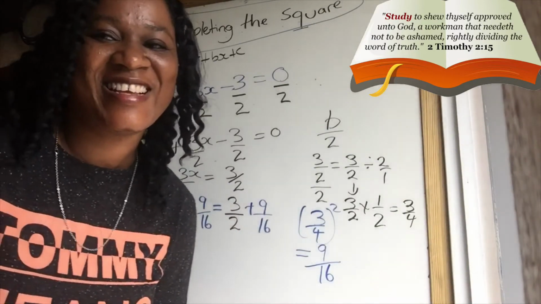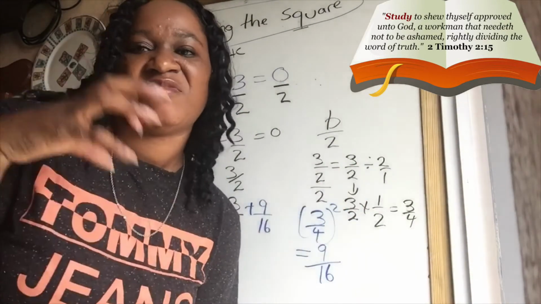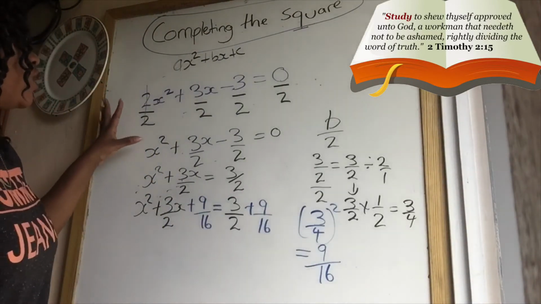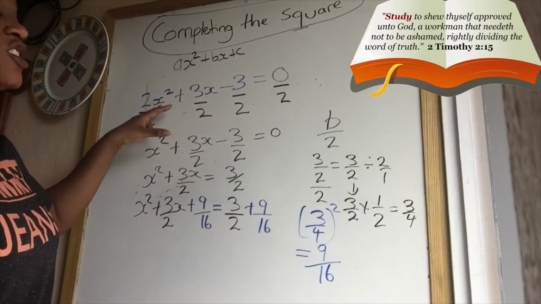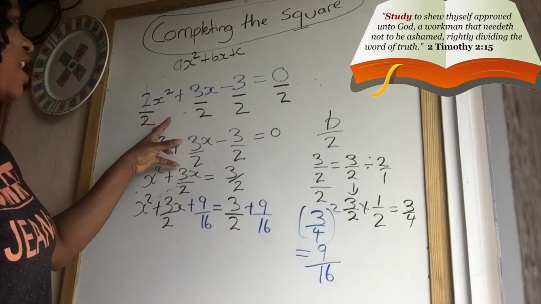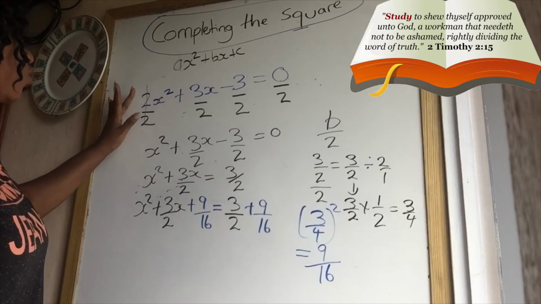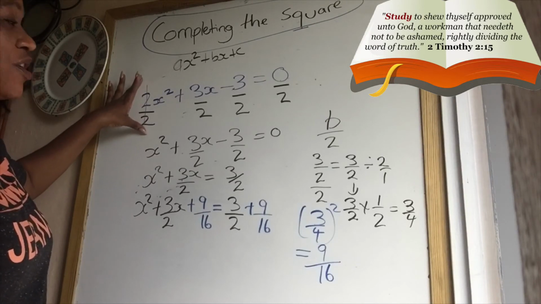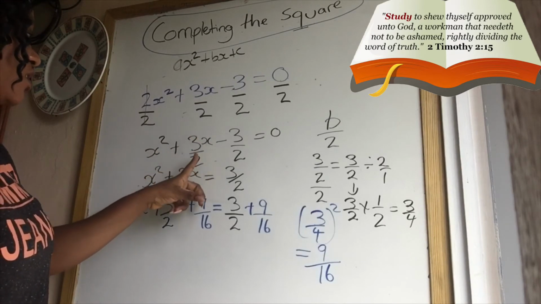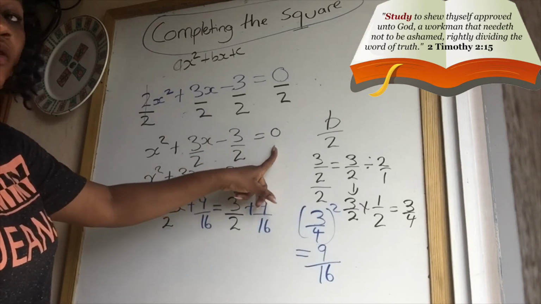Let me repeat this because it might look a little confusing knowing that you're dealing with fractions. Don't worry about it. So let's run through it again. Now we want to make the coefficient of x squared to be 1. So what we do is we divide everything by 2. When we divide by 2, we basically kill this 2 where x squared is. So we're now left with x squared plus 3x divided by 2, minus 3 over 2 equals 0.